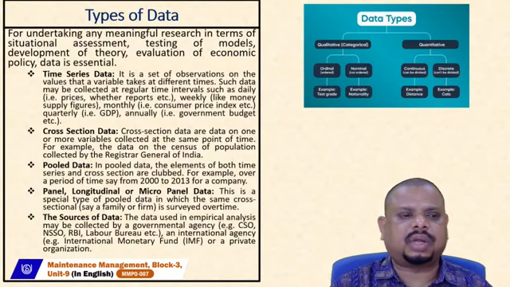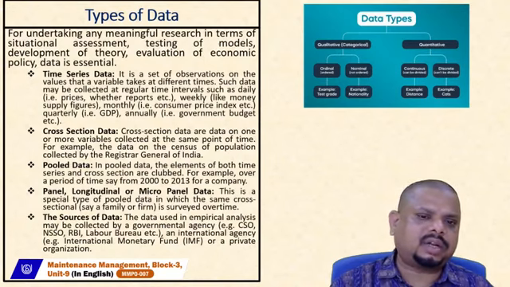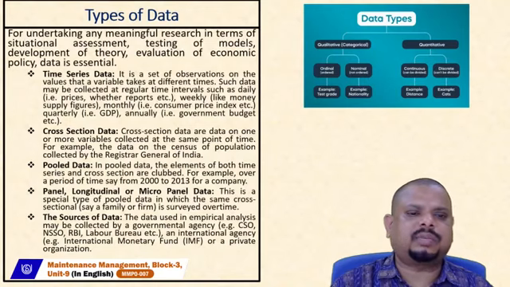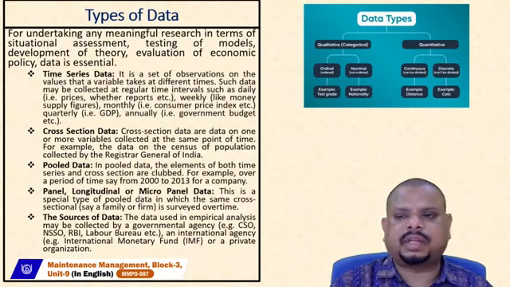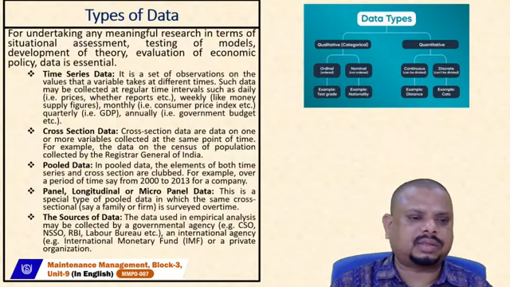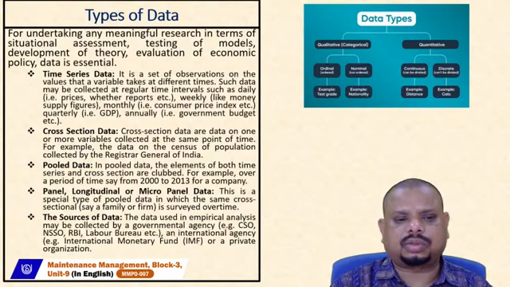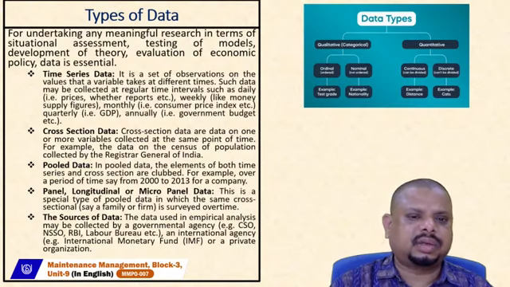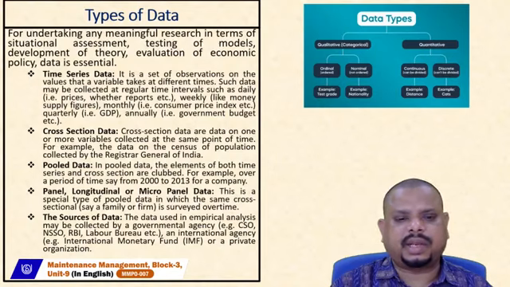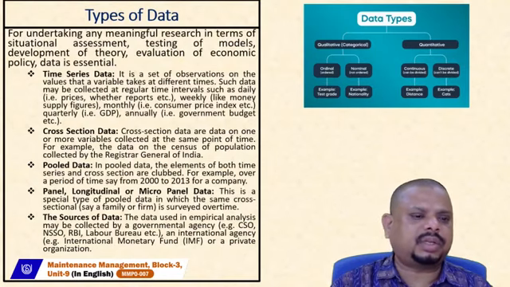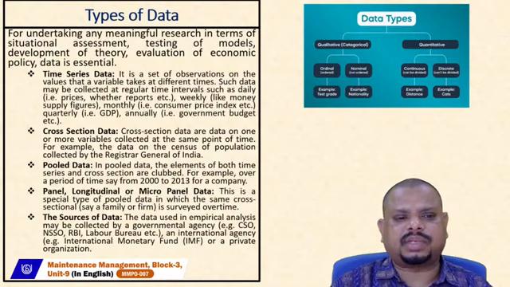So let's understand time series data. It is a set of observations on the values that a variable takes at different times. Such data may be collected at regular intervals, such as daily. We can take the example of prices like gold price, commodity price, and weather reports. These are basically time series data. Daily or weekly, for example, money supply figures; monthly, the consumer price index; quarterly, the GDP; annually, government budgets. These are the basic examples of time series data.